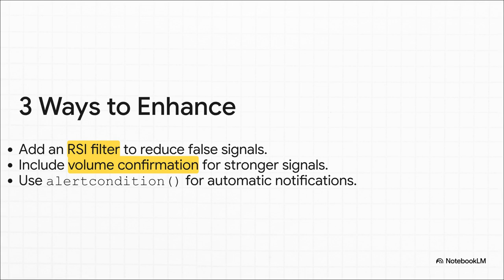Once you have a basic indicator working, that's when the real fun begins. You can start stacking logic to make it smarter. For instance, why not add an RSI filter so your indicator only gives you buy signals when the market isn't already overbought? Or maybe add a volume confirmation to make sure there's real power behind a move. And definitely set up automatic alerts so you don't have to be glued to your screen all day.